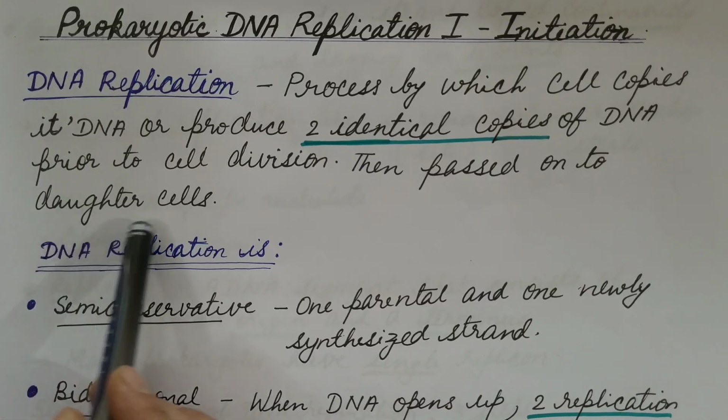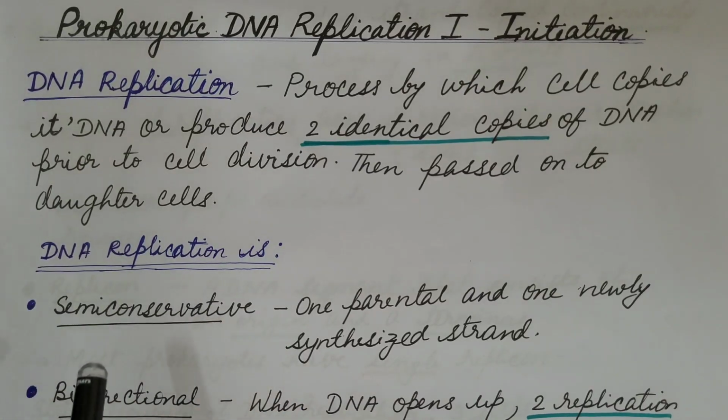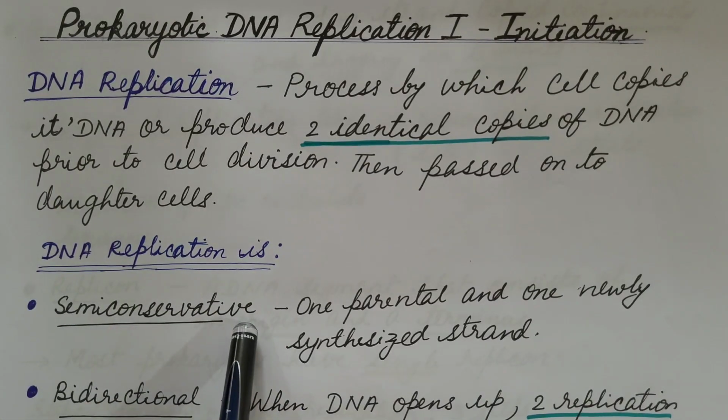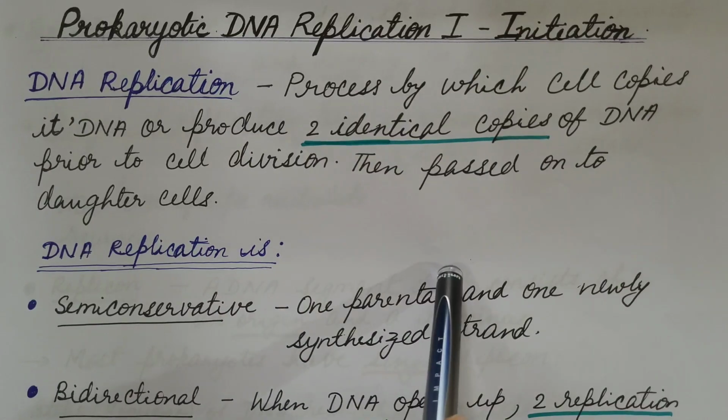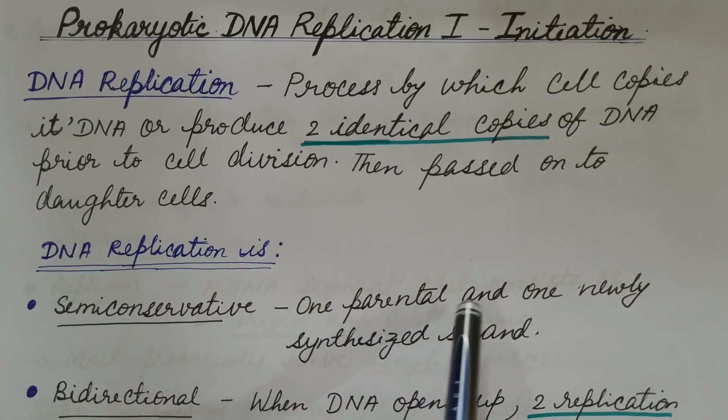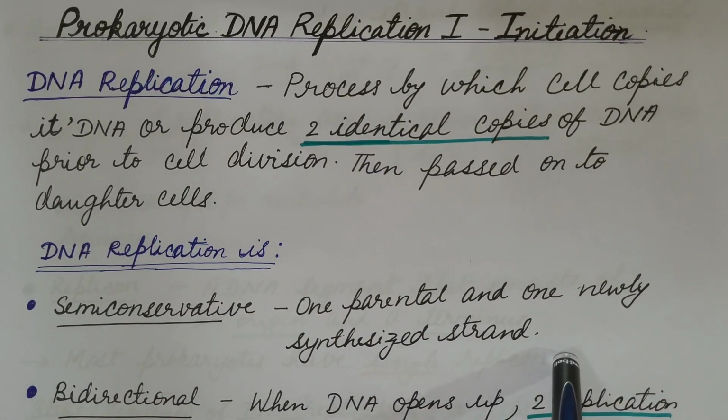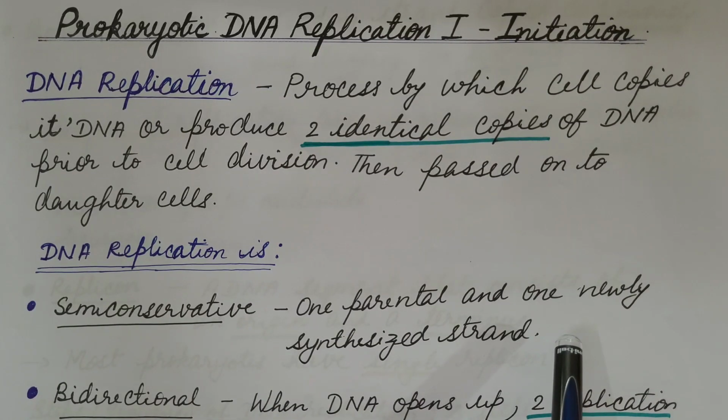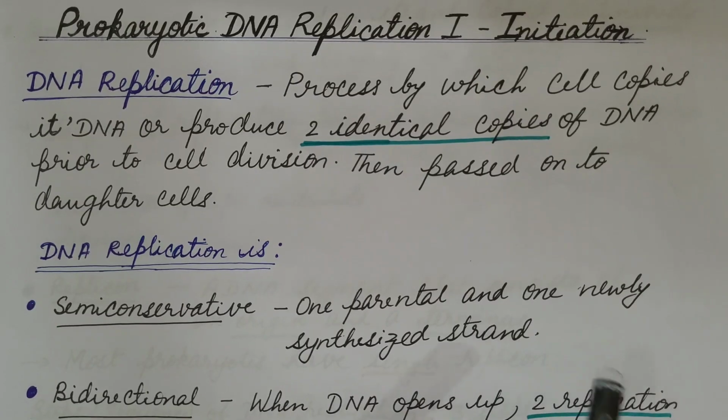There are certain aspects of DNA replication. First of all, DNA replication is semi-conservative. Semi-conservative means half conserved. It means in the DNA molecule, one is the parental strand and the other is the newly synthesized strand. So among the two strands of DNA, one is conserved and the other is synthesized, which is complementary to the parental strand or the template strand.